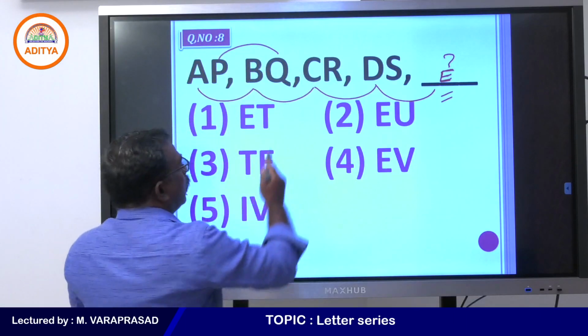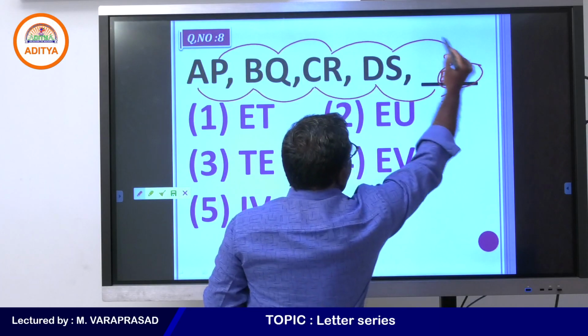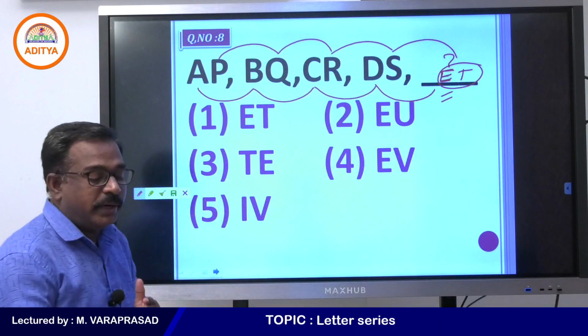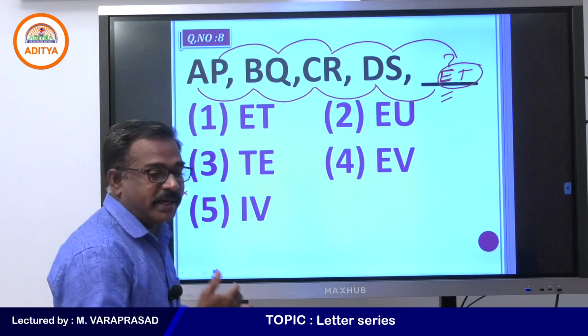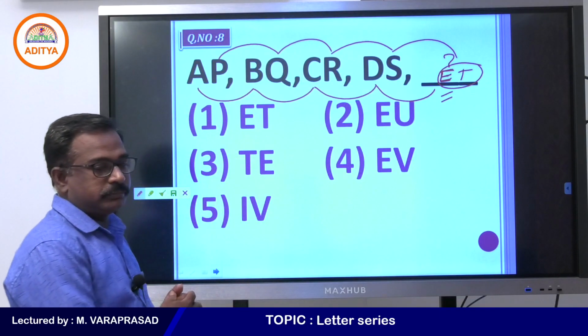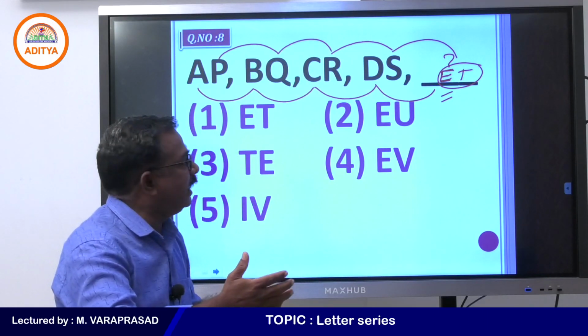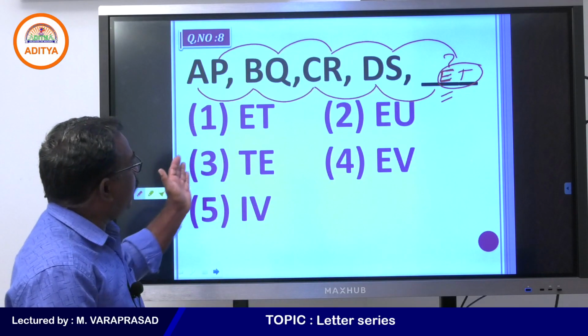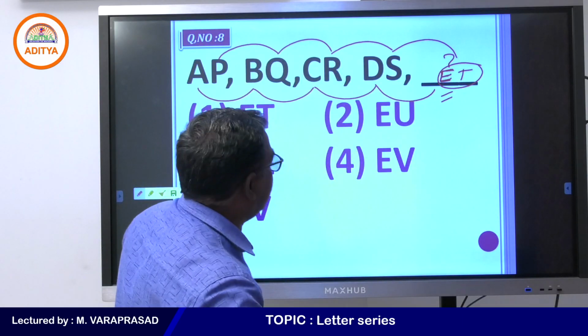P, Q, R, S. The next letter T. Just a very easy example. Consecutive letters. The first letter started from A and consecutive letters we are writing. Continuously we are writing the alphabets. A, B, C, D, E, and the second one P, Q, R, S, T. So E, T is the answer here.